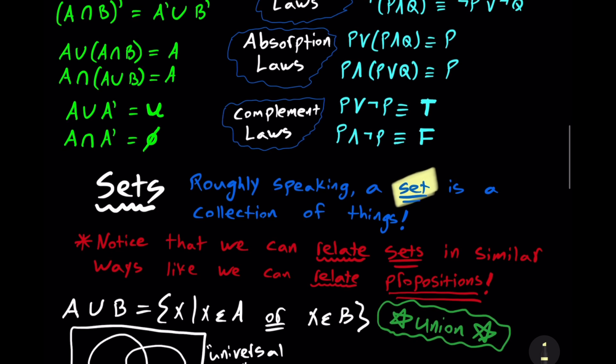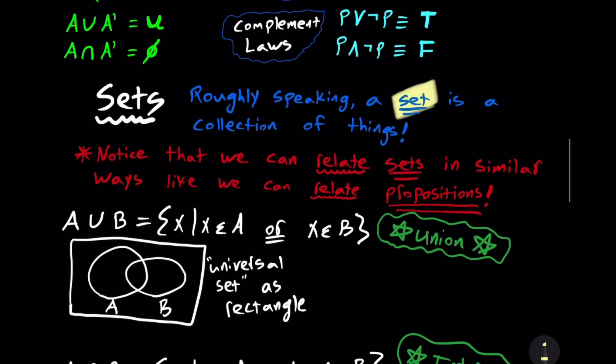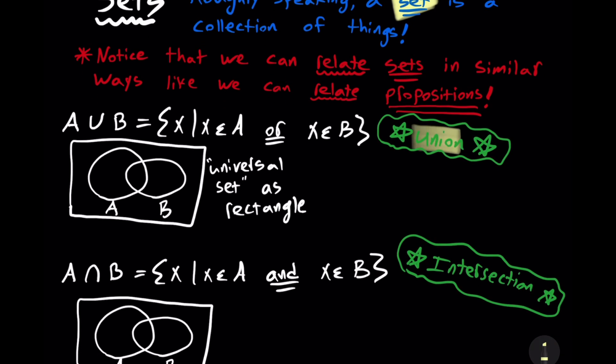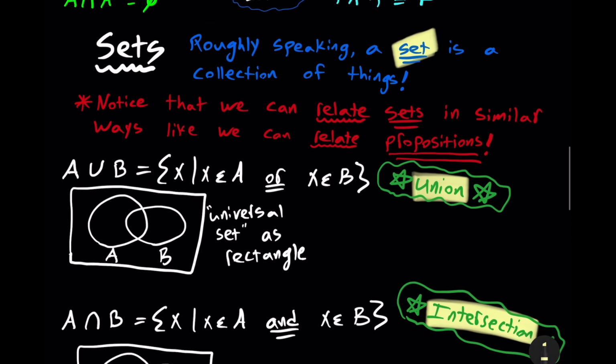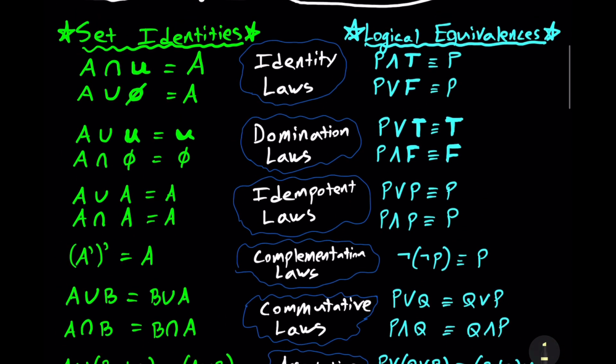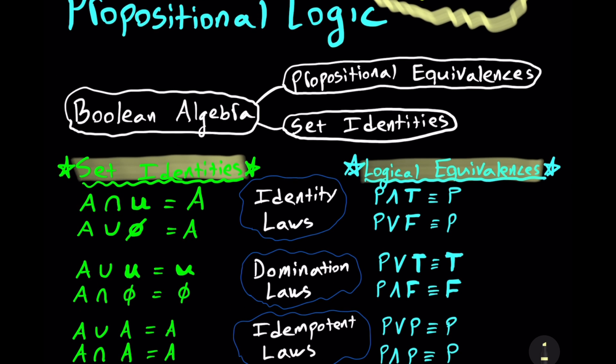Now, in propositional logic, we have logical connectives, or so-called sentential connectives, like the 'and' or the 'or'. And these are analogous to set operations like the union between two sets or the intersection between two sets. Moreover, when we think about various logical equivalencies in propositional logic, these are analogous to set identities in set theory. In fact, we can consider propositional equivalencies and set identities as two special cases of Boolean algebra.